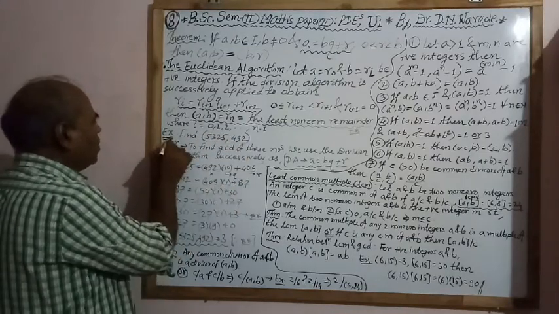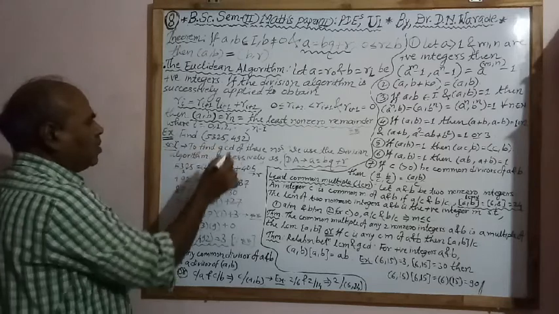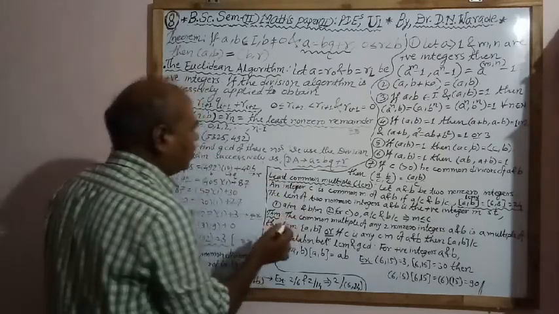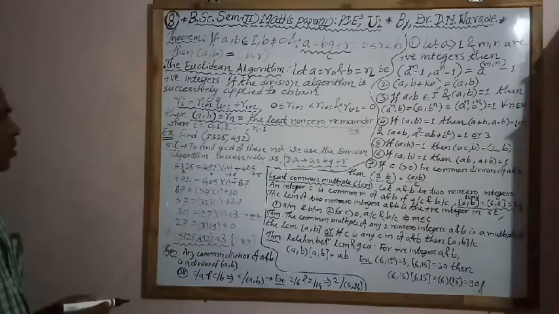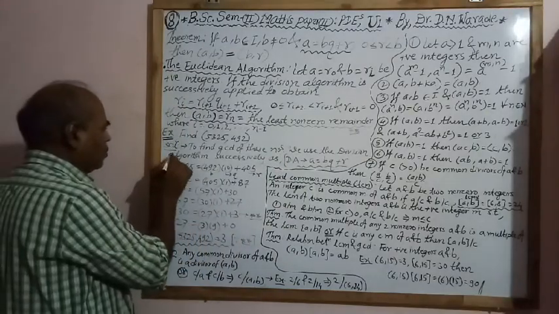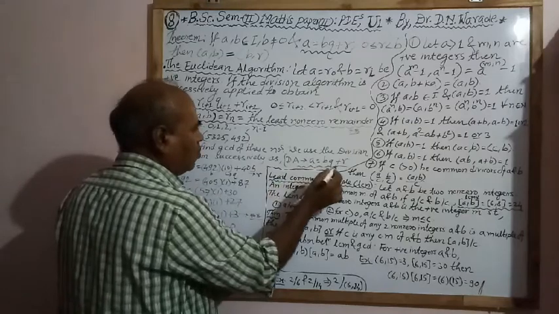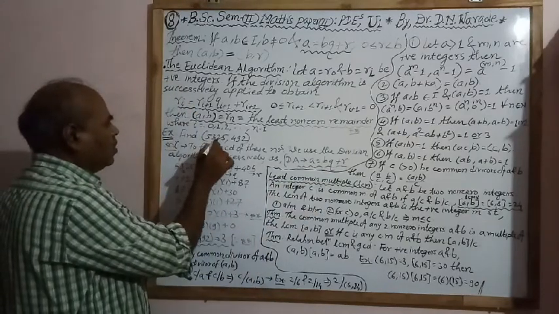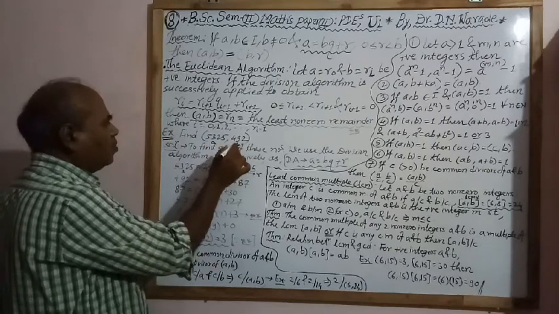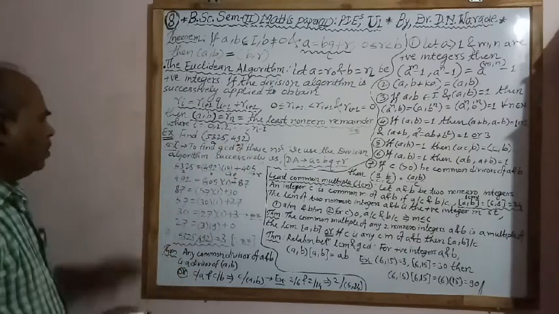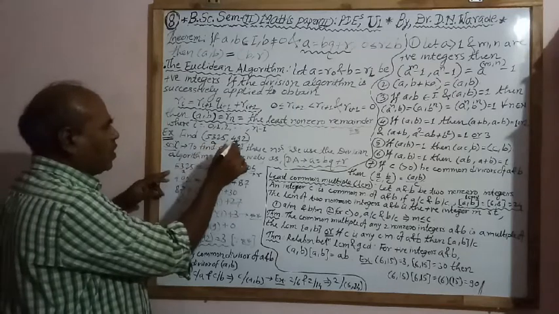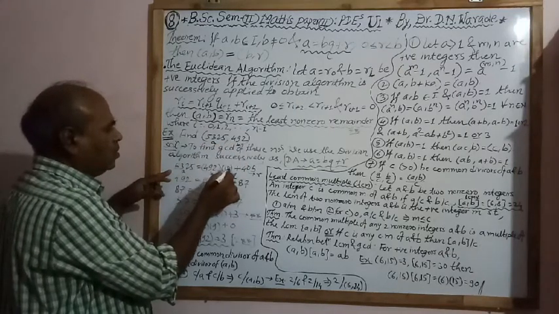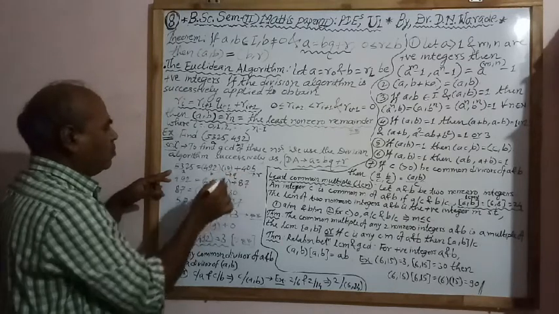We will take an example: find the GCD of 5325 and 492. To find the GCD of these two numbers, we use the division algorithm theorem successively. What is the division algorithm? a equals bq plus r, here a equals 5325 and b equals 492. Therefore, divide 5325 by 492. We get the quotient 10 and remainder 405.